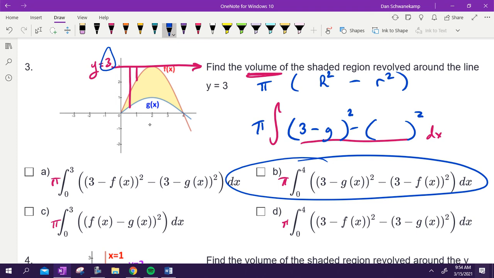The bounds are 0 to 4 because it's a dx problem. The little radius is the inside line and the line we're rotating around. So that's going to be 3 minus F. That's the one we want. Okay, if you set it up correctly, it's not too bad. Questions on 3.